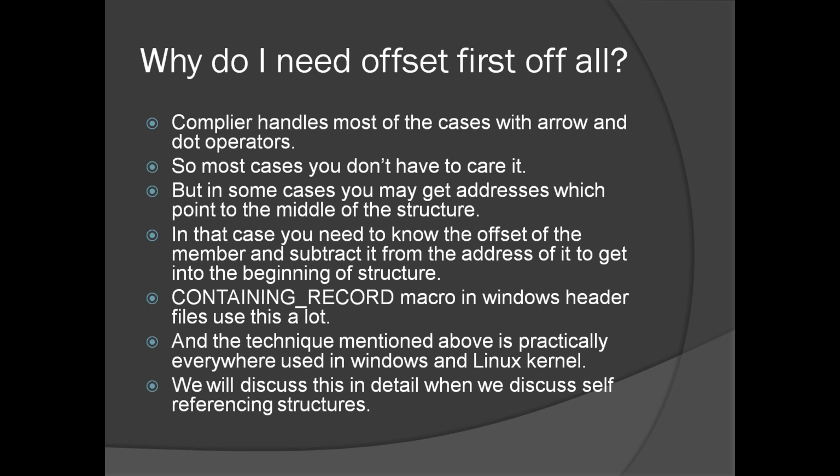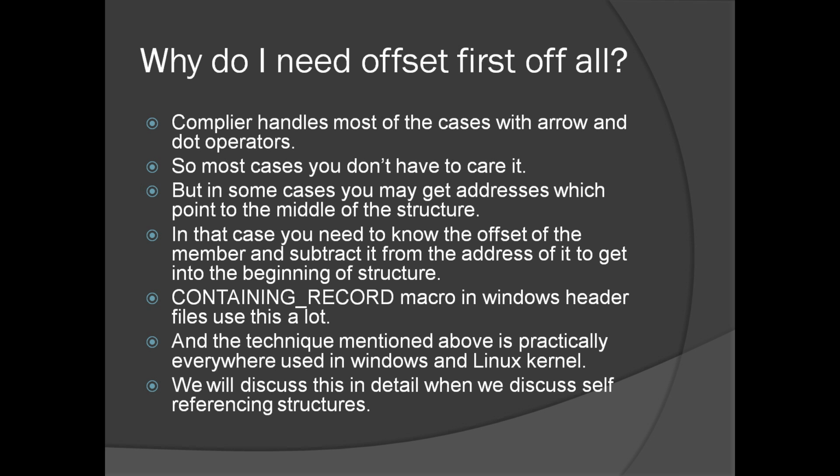Now let's try to understand why we need this offset after all. We have gone all the way out to get this offset. Now let's see what is the use of this. In most of the cases we don't need this offset because we have the dot operator and arrow operator. We don't have to index the element manually. We can use the syntax, the structure variable name dot the member element, or you can use the arrow operator if it is a pointer.